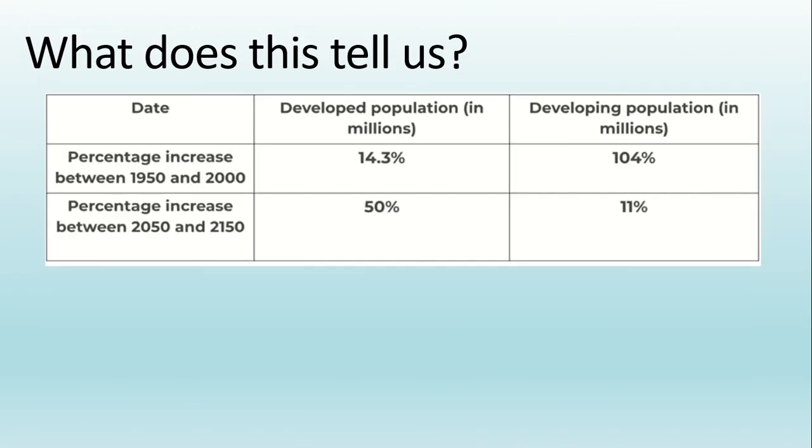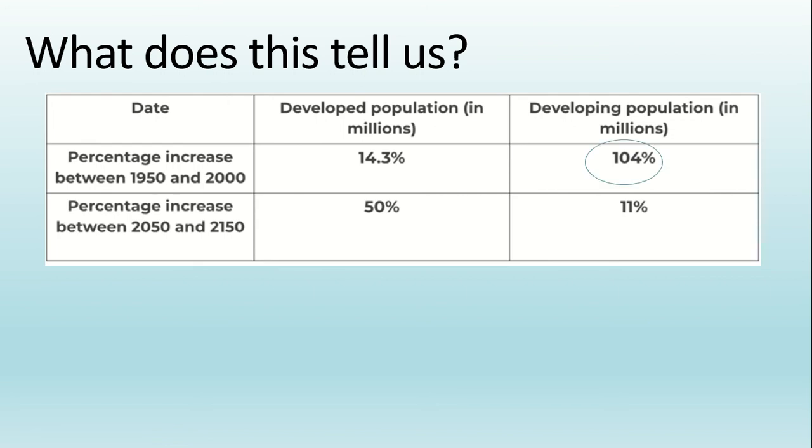Okay, so I'm just going to move on now. What does this tell us? So we've worked out all these percentage increases of populations from 1950 to 2000 in developed and developing populations. We've worked out the percentage increase in populations between 2050 and 2150. But what does this tell us?